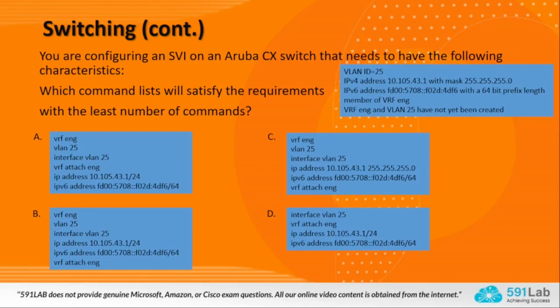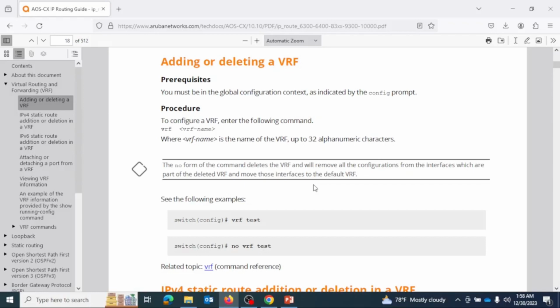It should be a member of VRF ENG. VRF ENG and VLAN 25 have not yet been created. So those are the characteristics given. Which command lists will satisfy the requirements with the least number of commands? Okay, we have to focus on creating the VRF and VLAN ID and then assign the given IPs. I'll refer to the Aruba AOS-CX IP routing guide. How do you create a VRF?